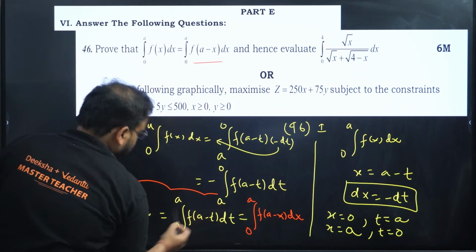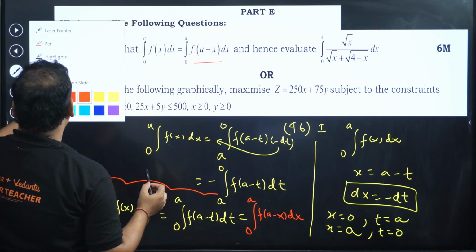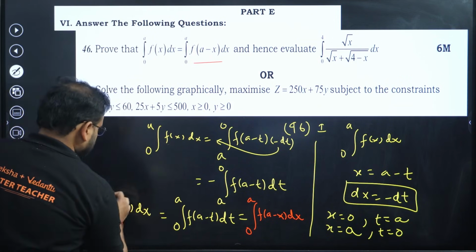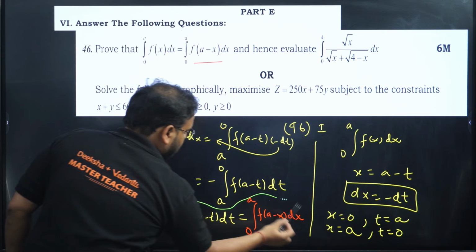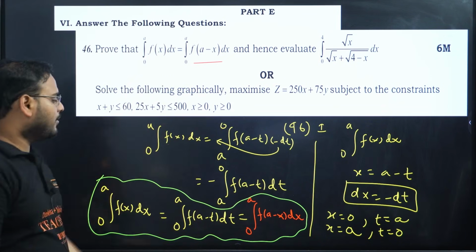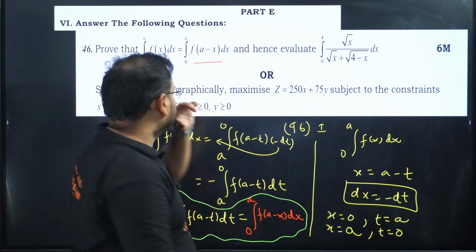Here you go. This is your proven condition for the first property. That was the half of the 3 marks.